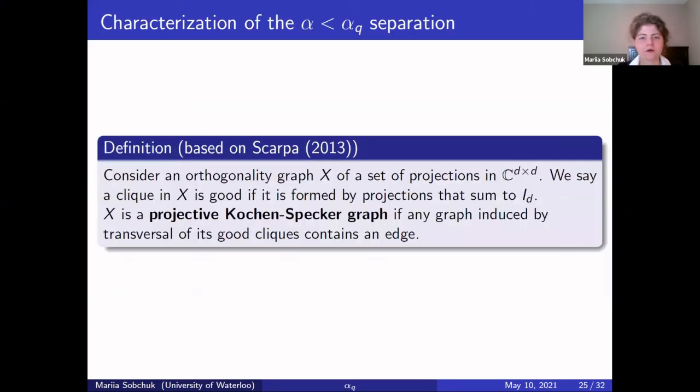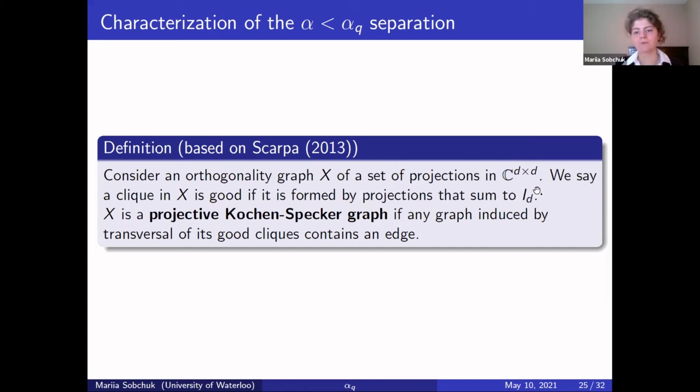Okay. So first of all, the magic property that I was referring to was the property of being a projective Cayley-Becker graph. So what is that? It is a graph that is the orthogonality graph of some projections in complex d-squared dimensional space, but with the extra condition. When we look at the cliques that are formed by projections that sum to identity, then we cannot choose independent vertices from all such cliques. So whenever we have cliques formed by vertices summing to identity, we cannot get independent vertices from each of those cliques. And clearly, because projections cannot sum to anything more than identity, those will be maximal cliques as well.